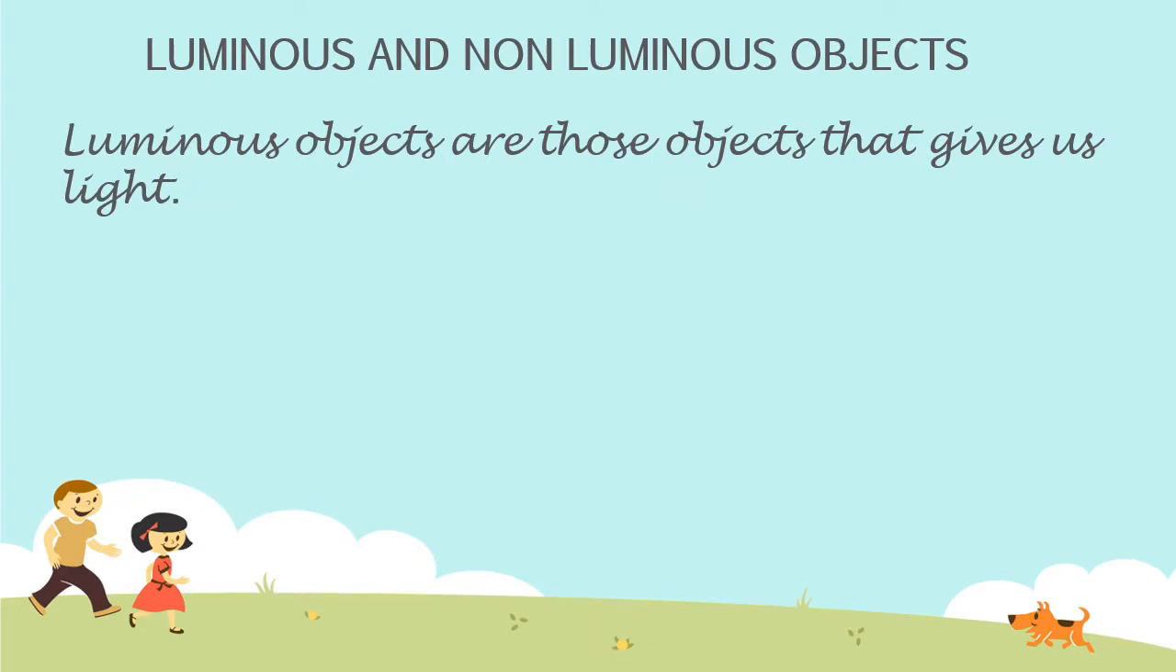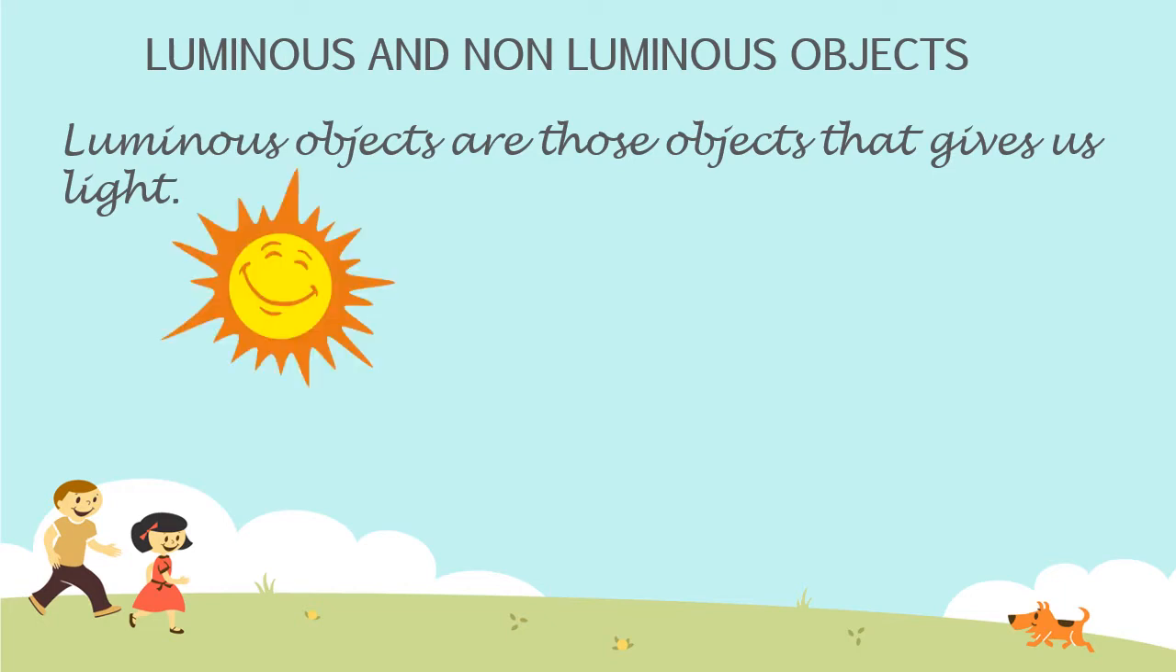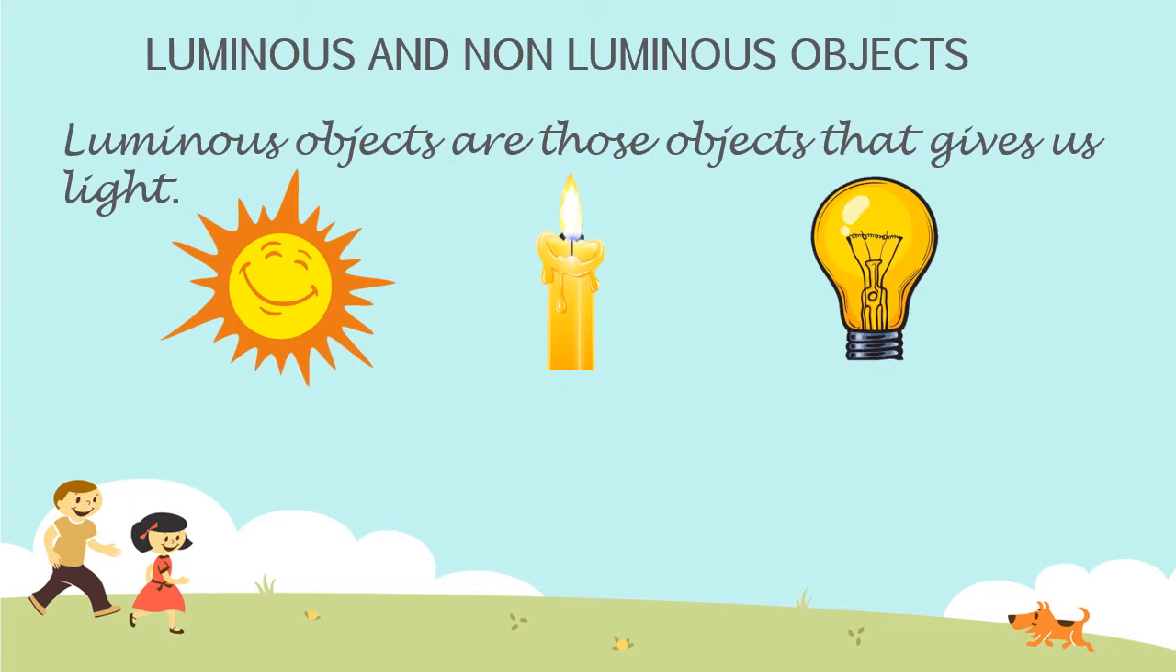Luminous and non-luminous objects. You can see many objects around us which provide us light. These objects which give us light are called luminous objects. Sun, burning candle, bulb, tube light, all these are examples of luminous objects.